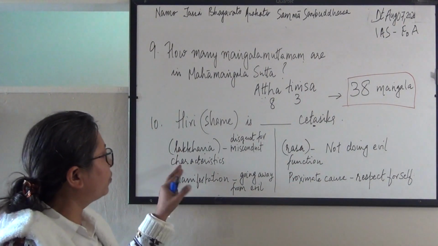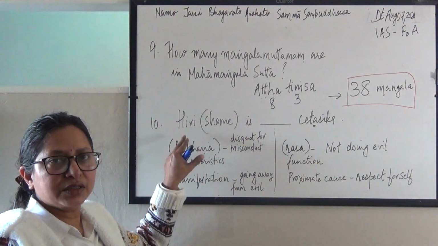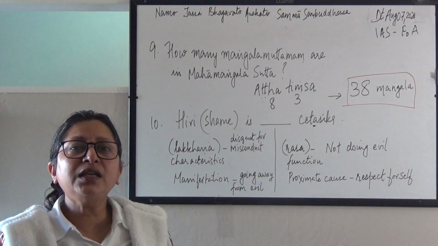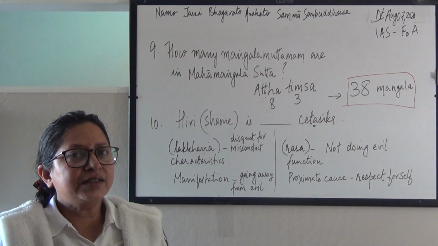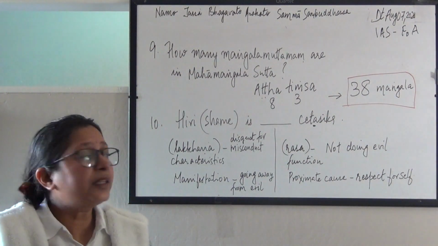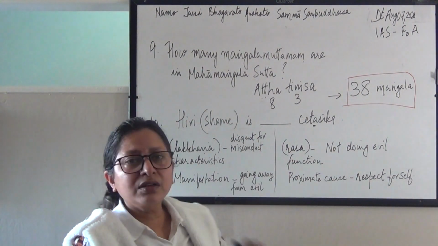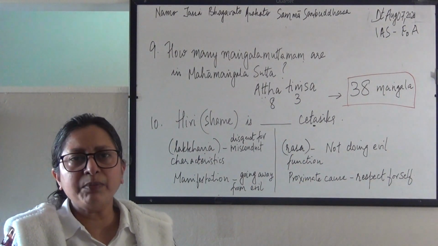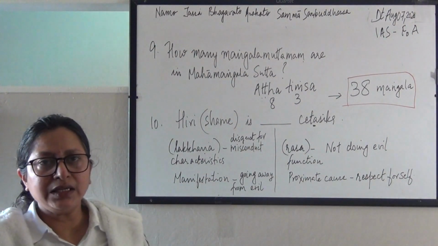Now let us see the characteristics, or Lakhana, of this particular Chetasika. The Lakhana is disgust for misconduct. Whenever we are doing anything wrong by our body or our speech, we do not like it. And if we have shame for such misconduct by our body or speech, then it is a Hiri Chetasika. Also, what is the function, or Rasa, of this Chetasika? The function is not doing evil, not doing bad actions, not doing akusala actions.